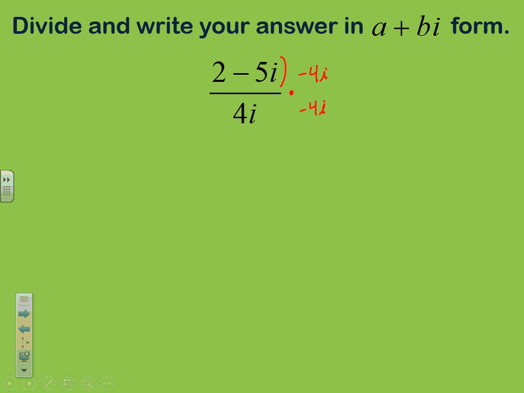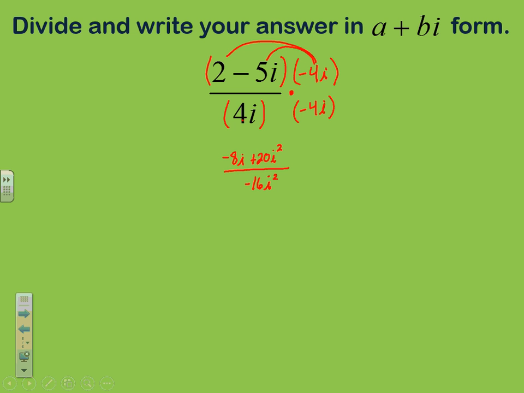And again, if you want to, put things in parentheses to show what is being multiplied. It's not completely necessary, but it's beneficial for some students to see it that way. So the negative 4i gets multiplied to that 2, which would give me a negative 8i. The negative 4i gets multiplied to the negative 5i, which would give me a positive 20i squared. And in the denominator, 4i times negative 4i will give me negative 16i squared.